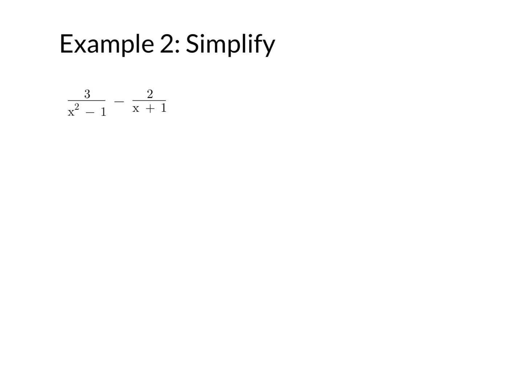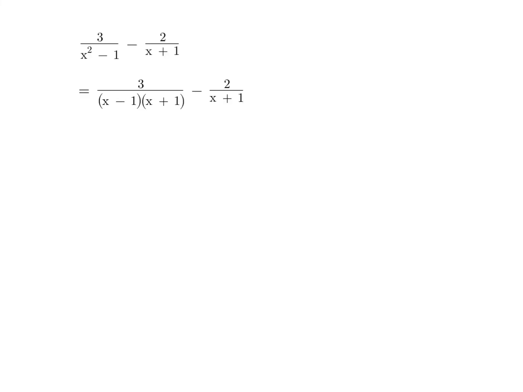Here's our second example. So for this one, we're going to need to factorise one of the fractions, and also note that we've got a negative in between. So that's going to play an important role. So factorising the first one, x squared minus 1 is a difference of two squares. So we get x minus 1, x plus 1.